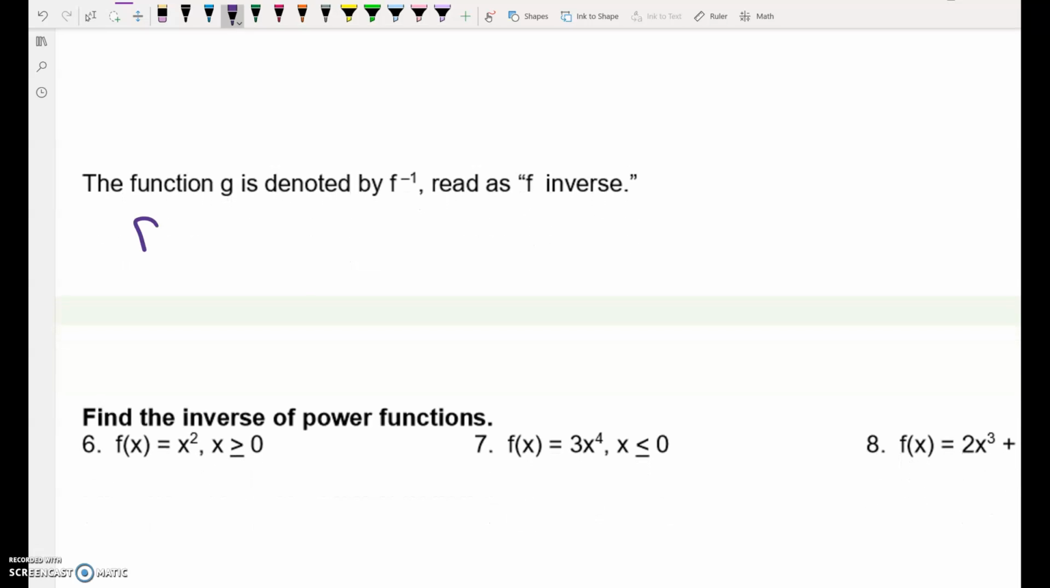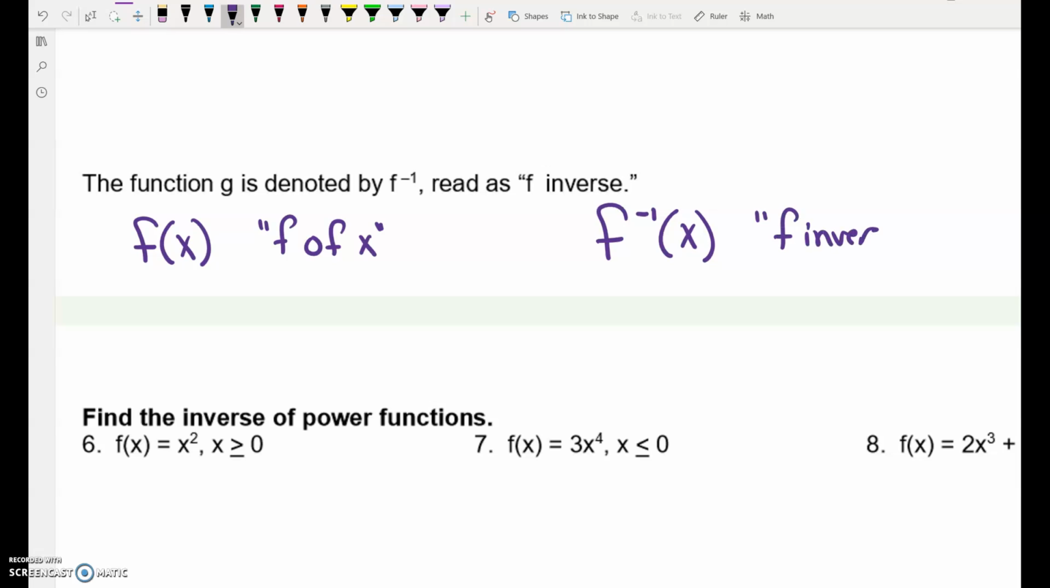Okay, we're pretty familiar with this symbol, right? f of x means f of x. This symbol means f of x. This symbol with a little -1 in there means f inverse. Or you could just say the inverse of f. That little -1 in between the f and the x indicates that that particular function is going to be an inverse.